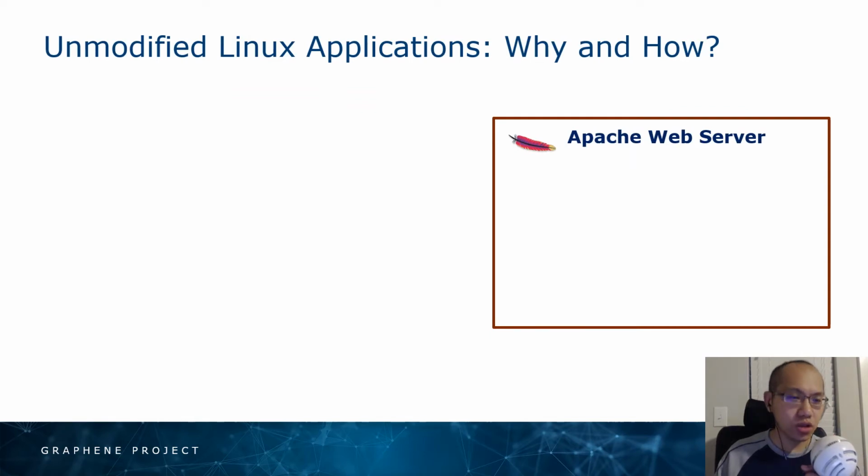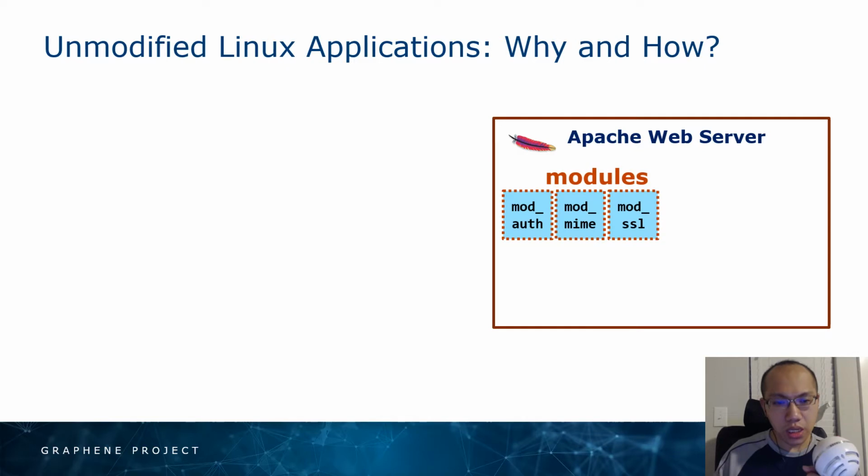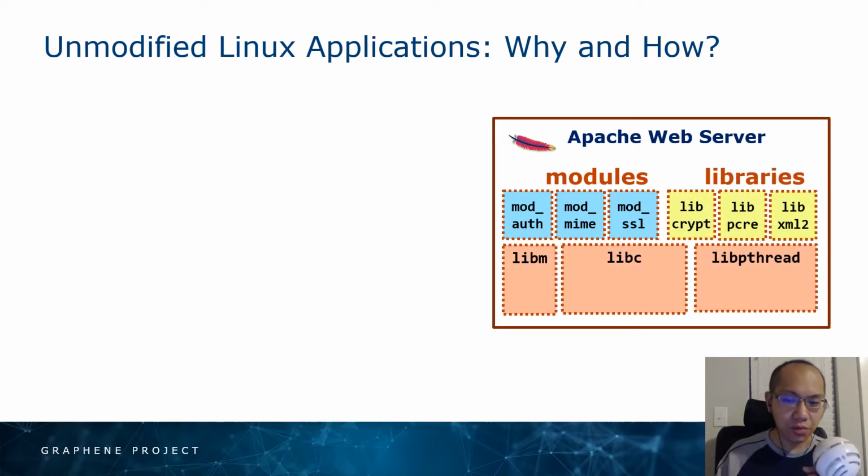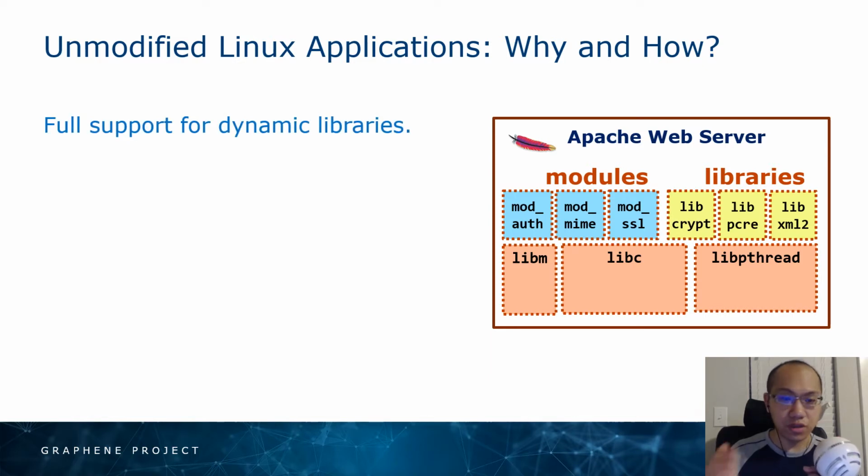So why do we focus on supporting unmodified Linux applications, and how do we do that? Well, think about Apache Web Server. This is a classic example of an unmodified Linux application because in this application you can find all kinds of different binaries, including the modules and libraries such as crypto libraries and traditional system libraries like libc and pthread. So to support all these binaries, you actually need full support for dynamic libraries. You need to have a dynamic loader to load these binaries into the trusted execution environment.